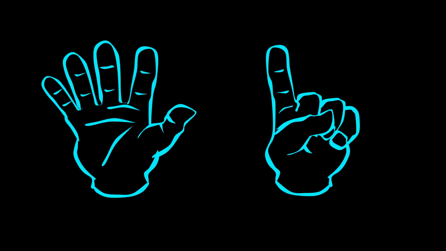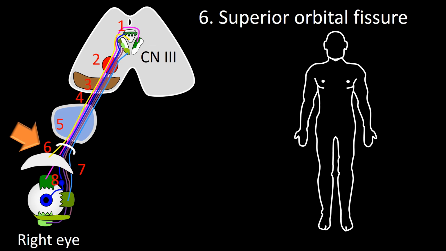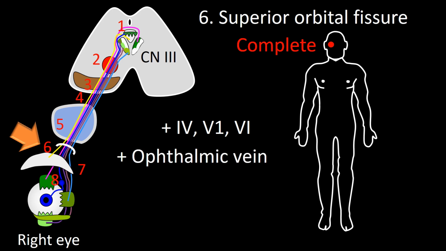The 6th site of cranial nerve 3 involvement is the superior orbital fissure. Superior orbital fissure lesions usually produce complete cranial nerve 3 palsies. Cranial nerve 4 and 6 and the ophthalmic branch of 5 may be involved, but the maxillary branch of 5 is never involved. The ophthalmic vein usually is involved.